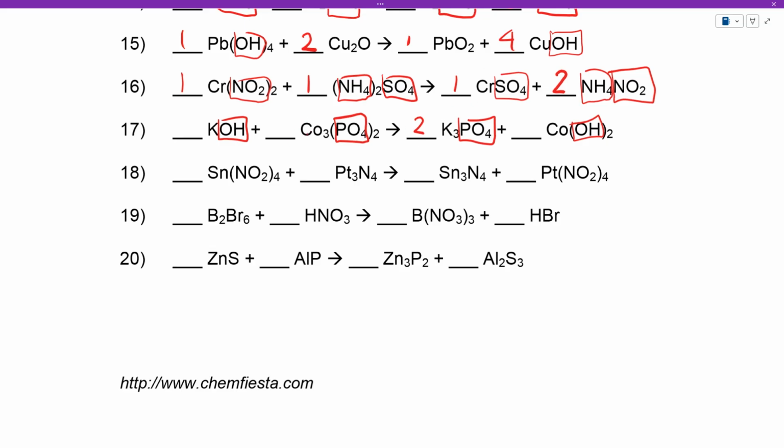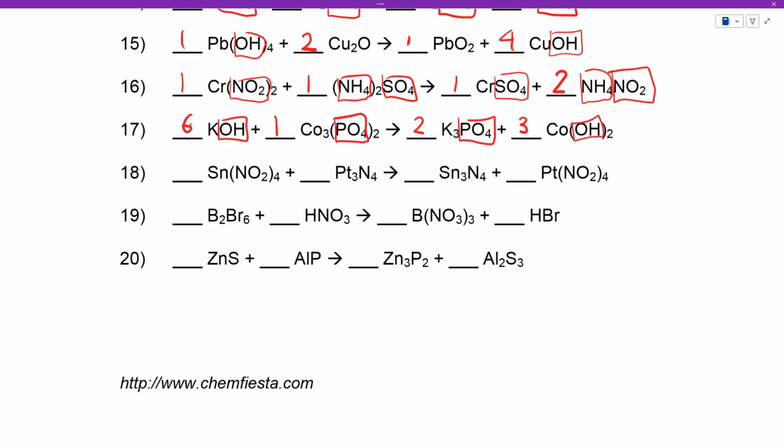Over here we have three of these COs. I think this is cobalt. So I'm just going to put a 3 over here to balance out the cobalts. Over here we have 6 potassiums, so let's put a 6 here. And the OHs, we have 6 OHs over here and 6 OHs over here. And this should be a 1.